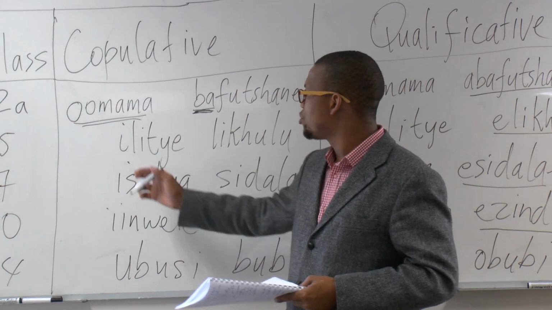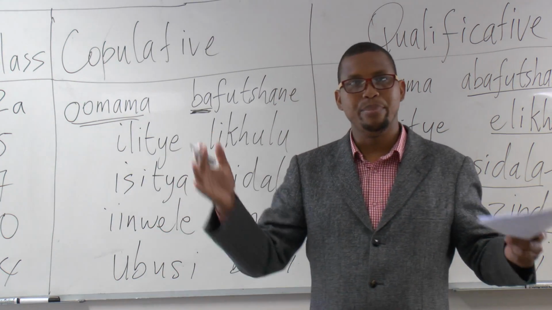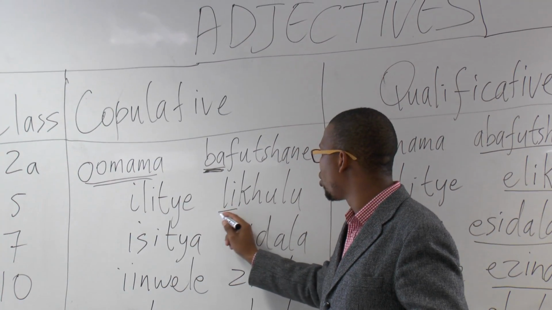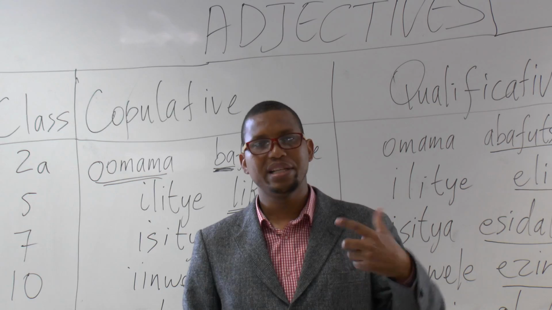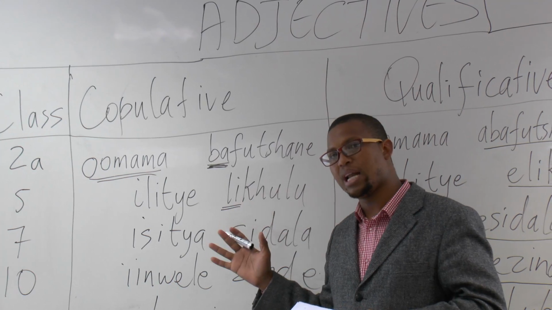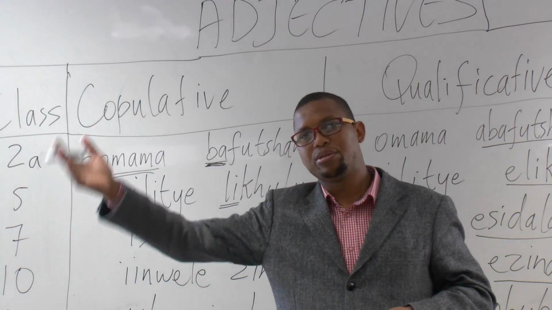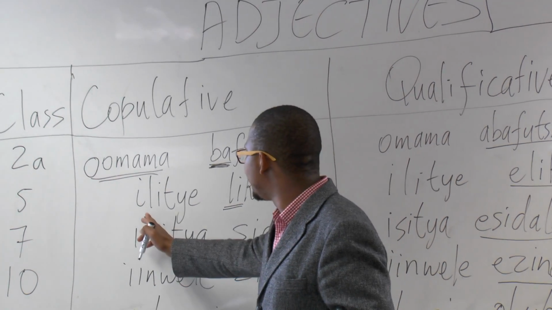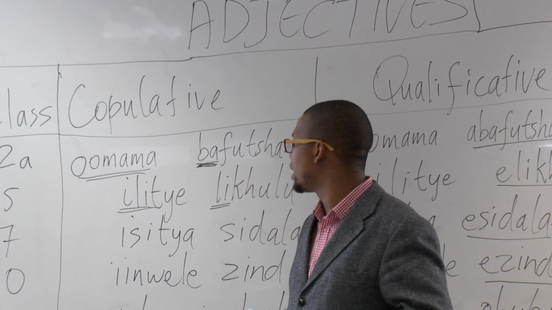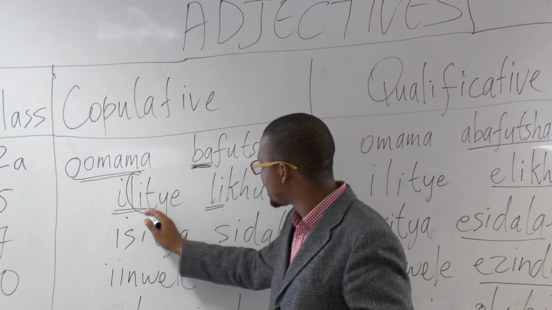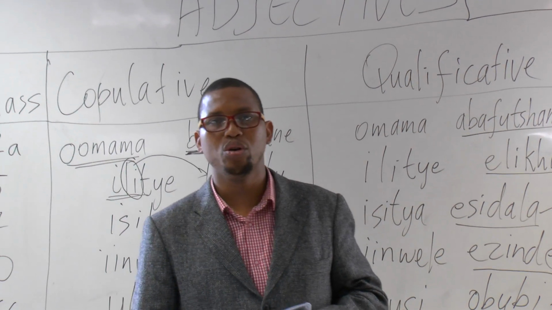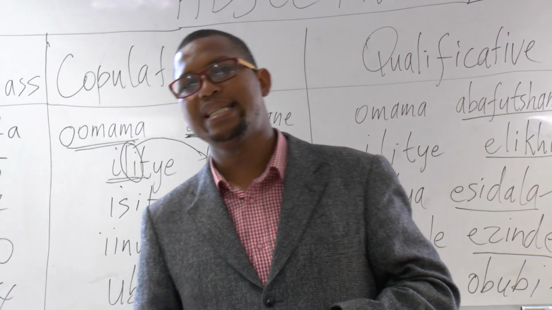For this one to mean a stone is big or a rock is big, it is ilike likulu. There is our concord. With the strong nouns, you can easily remember that the concords for the adjectives are mainly similar to the subject concords. You can tell from the prefix. The concord we're using from the prefix ili is the last two letters. Ilike likulu, which means the rock is big.